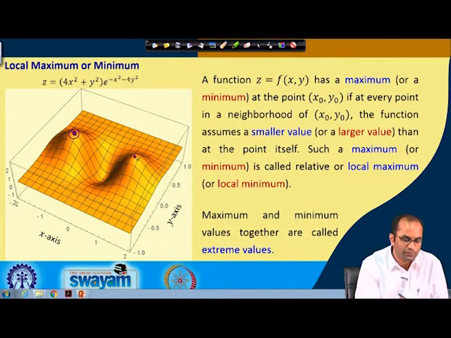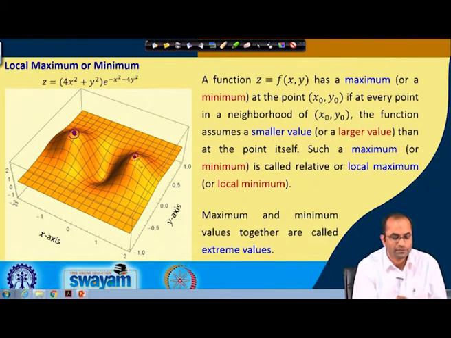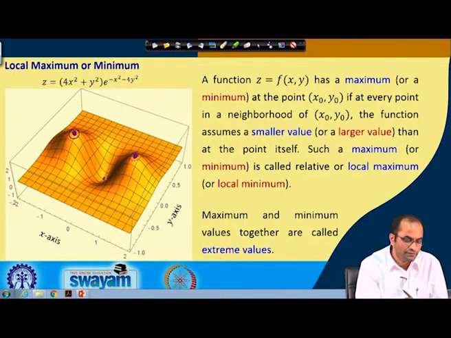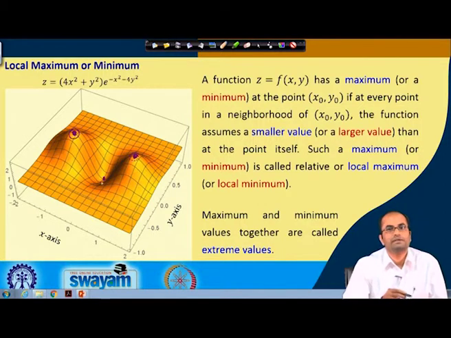Here also at this point the same situation is happening, that at all the points in the neighborhood of this point the function is taking smaller values. So, here also there is a local maximum of this function. Similarly, at this point here, but this is the other way around, at all the points in the neighborhood the function is taking larger values than the value of the function at this point itself. So, this is a local minimum.